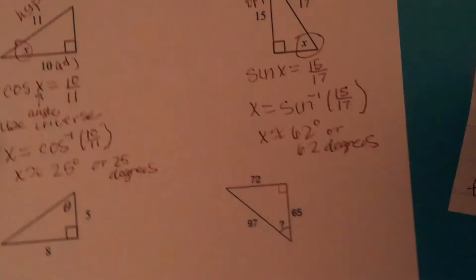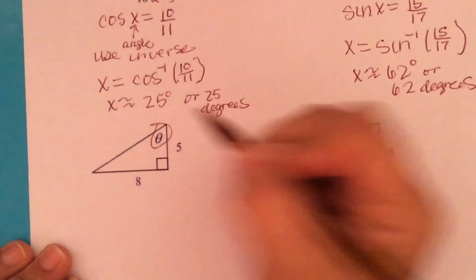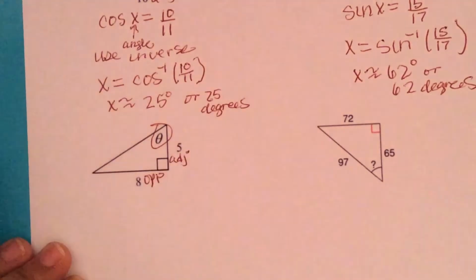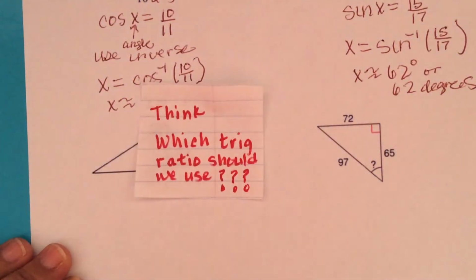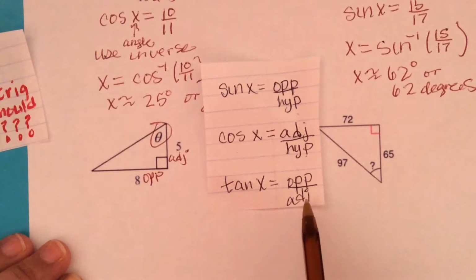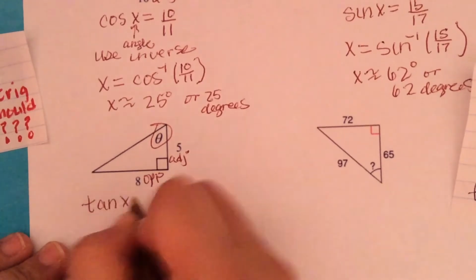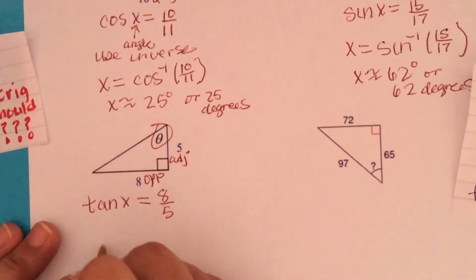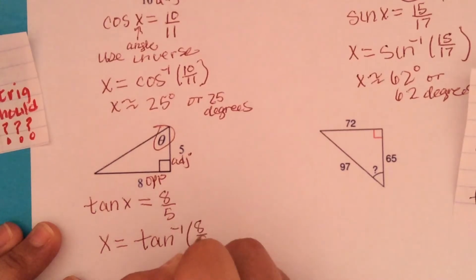Okay, moving on. So now on the third triangle, the first thing that you do, that's the angle that we want. We know the adjacent side and we know the opposite side. So again, we're going to think, which trig ratio should we use? Well, let's come over here and see which one has adjacent and opposite. Oh, opposite and adjacent, so we're going to use the tangent. So we're going to have the tangent of x is equal to opposite over adjacent. Now remember, to solve for x, we have to do the inverse. So x is equal to the tangent inverse of 8 over 5.